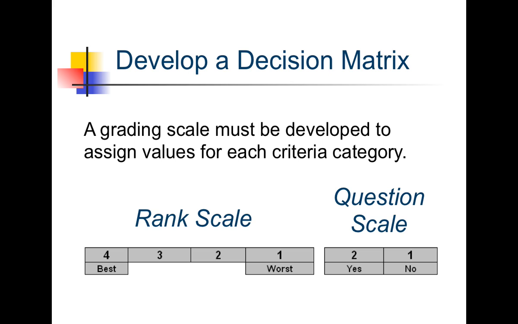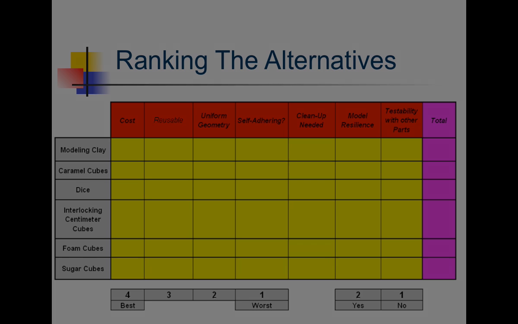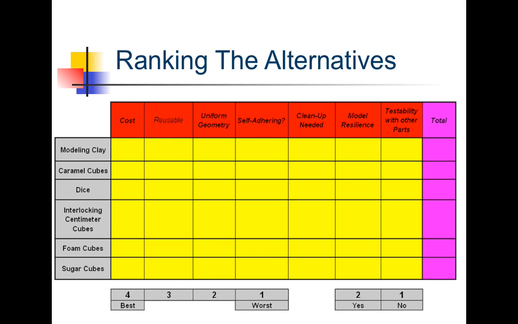It must be developed to assign values for each criteria in each category. So we have the rank scale and the question scale. Again, we'll probably be using the rank one. Here's an example of how we're going to do it. So when we look at it, we look at modeling clay, and we're going to assign these rankings based on best being 4 and then to worst being 1.